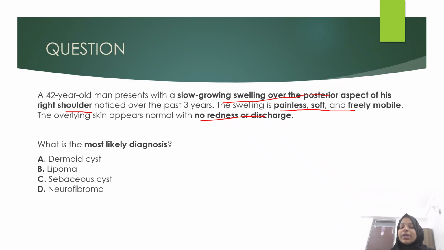Just like we have discussed before, dermoid cyst would have been midline. Lipoma is a soft, freely mobile, slip sign positive, right? So it can be a lipoma. Sebaceous cyst usually has a punctum. It can discharge pus and all. It's usually painful. Neurofibroma, again, it can have multiple neurofibromas, okay? Not just a single big swelling. So this is likely to be a lipoma. Lipoma usually can be present over the shoulder or over the nape of neck. Okay.